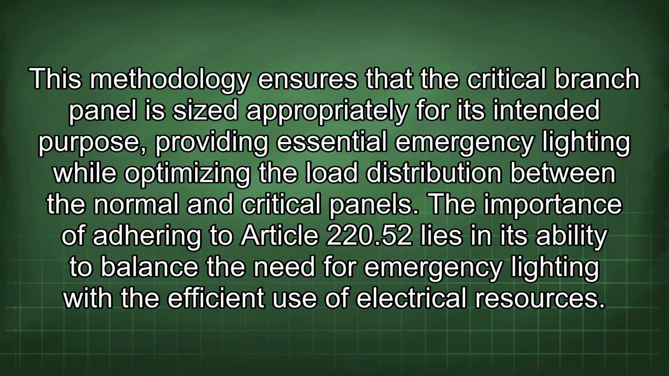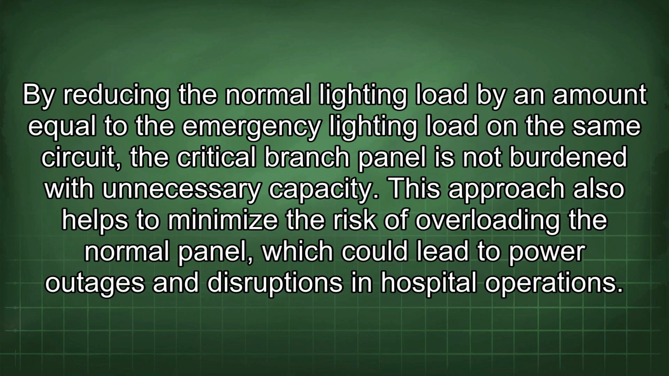The importance of adhering to Article 220.52 lies in its ability to balance the need for emergency lighting with the efficient use of electrical resources. By reducing the normal lighting load by an amount equal to the emergency lighting load in the same circuit, the critical branch panel is not burdened with unnecessary capacity. This approach also helps to minimize the risk of overloading the normal panel, which could lead to power outages and disruptions in hospital operations.